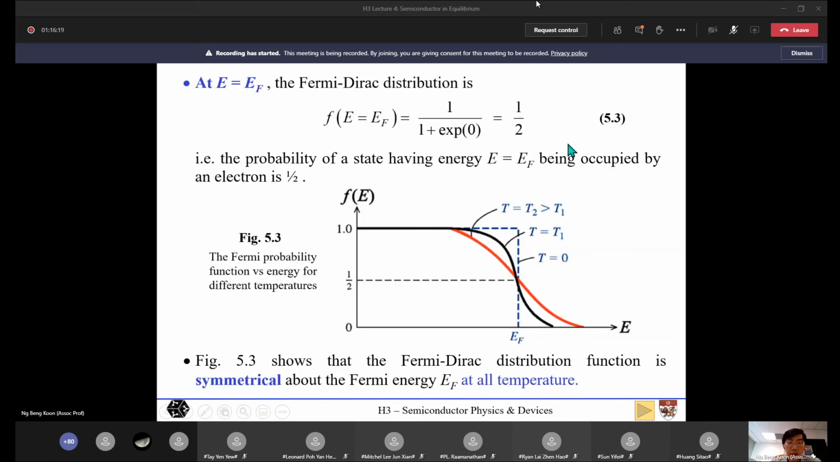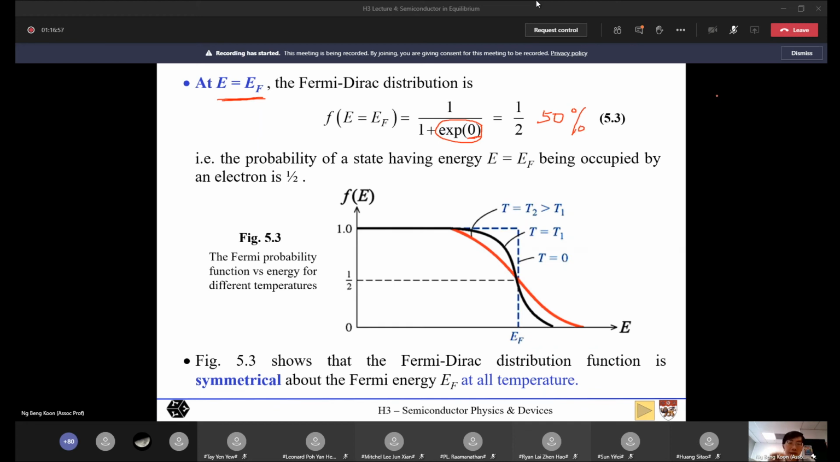And in fact, for non-zero Kelvin temperature, when you substitute energy as EF, that means you try to find out the probability of an electron occupying the state at EF. If you put E equal to EF into the equation, the term inside the denominator exponential function becomes 0. So the exponential of 0 is 1. You add it to 1, you get 2. You take the reciprocal, you actually get half. So there's a 50% chance that the Fermi level is occupied by an electron.